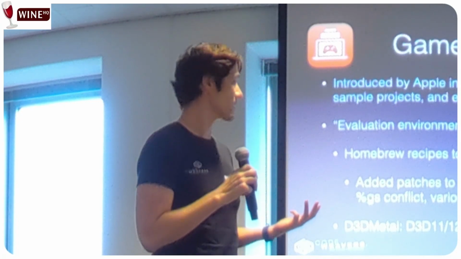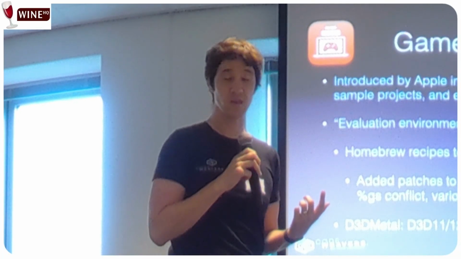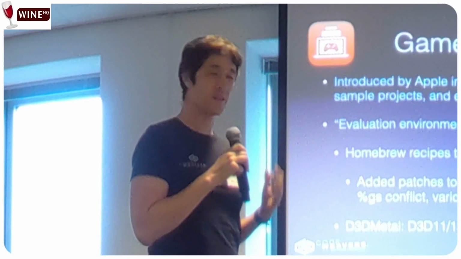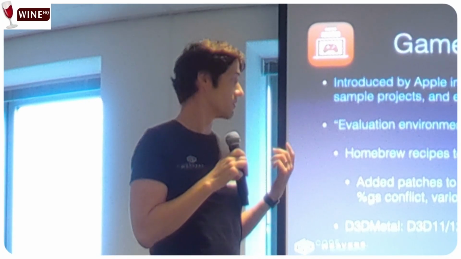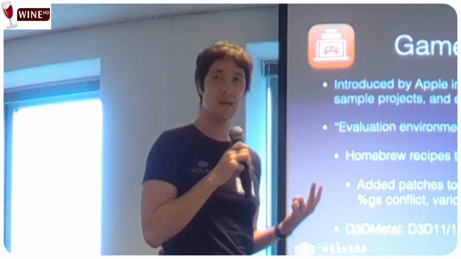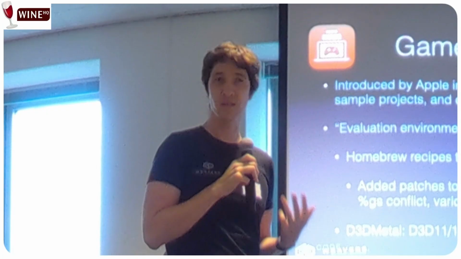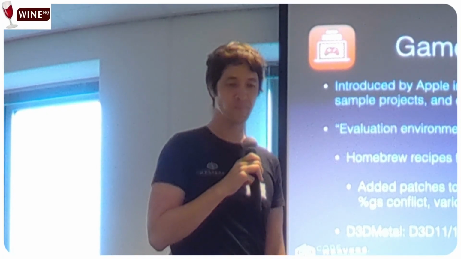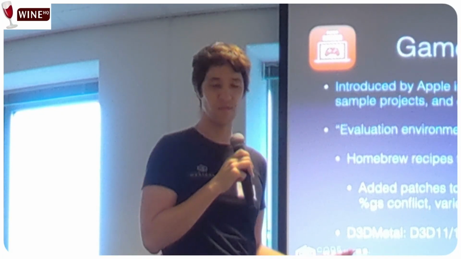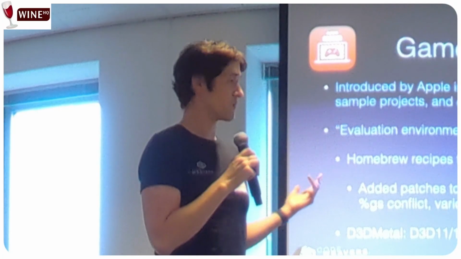At least in the first release, what that consisted of: there's Homebrew recipes to automate building CrossOver 22's Wine. That was 7.7. And then some patches added to enable syscall emulation. There's a workaround for the GS conflict, and then various patches from Proton, mostly Media Foundation, just to enhance compatibility. And then there was D3DMetal, which is a D3D11 and 12 to Metal translation layer. Like I said, that was the first release.